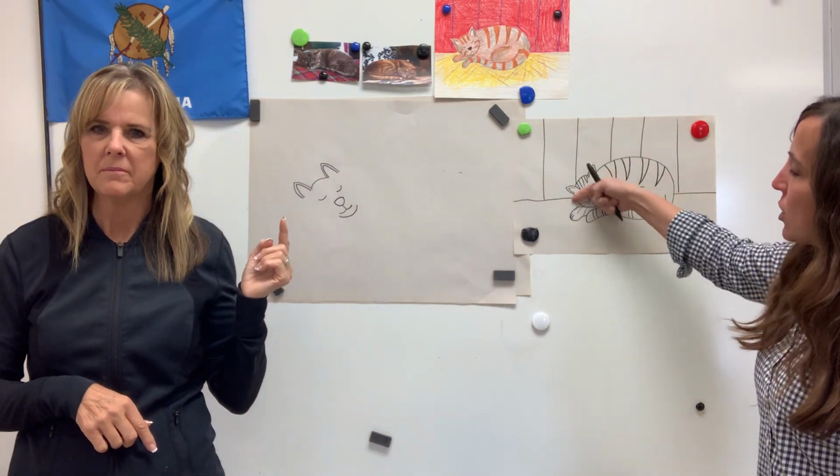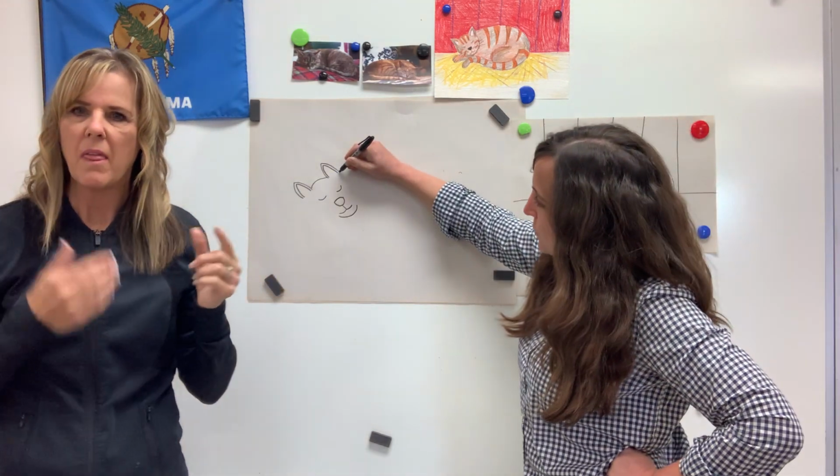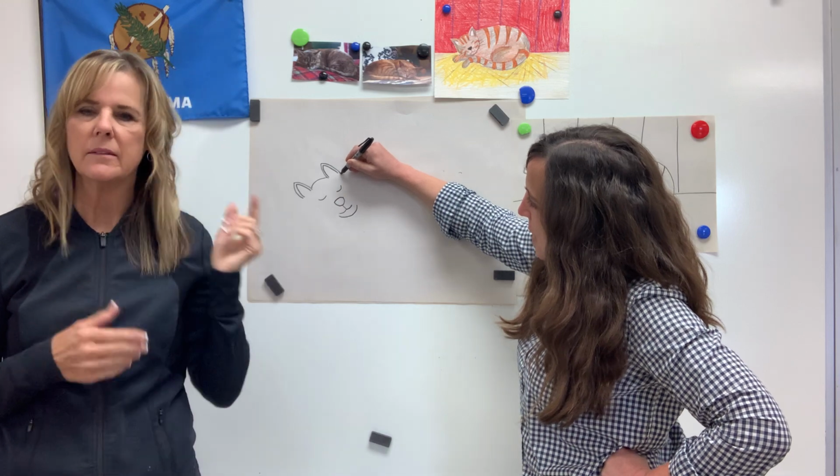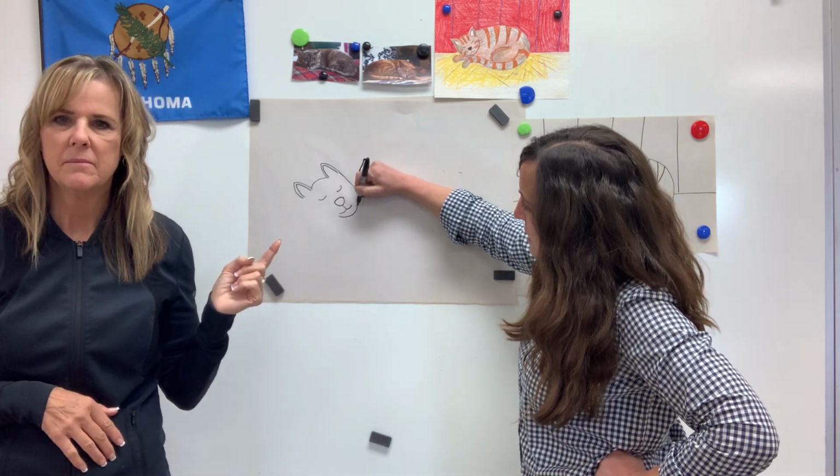Then we're going to make the curve lines for the side of his face. So from the corner of this ear, I'm going to go ahead and make it curve down and touch that chin.